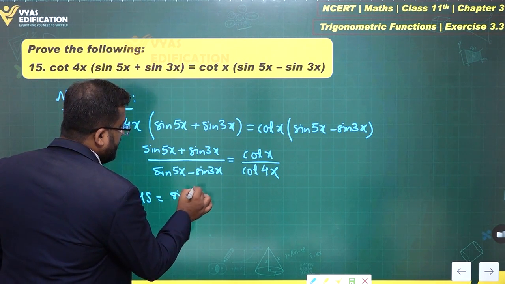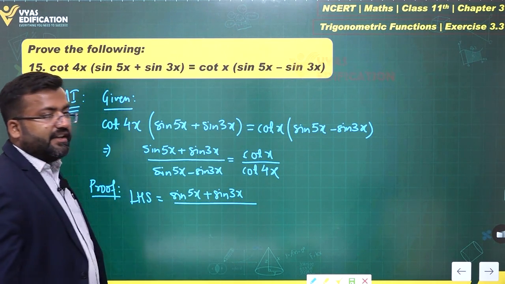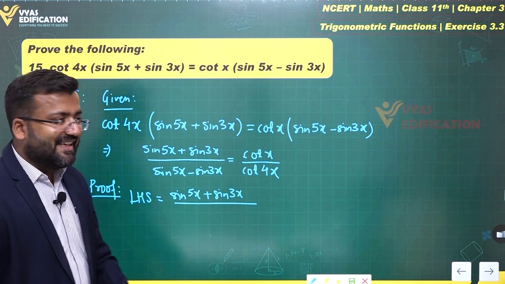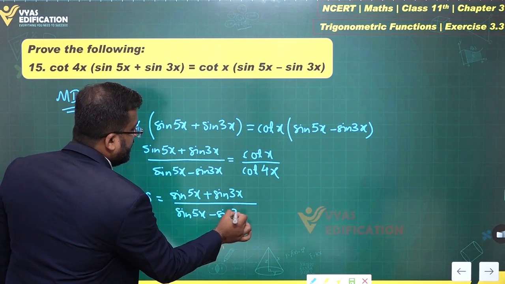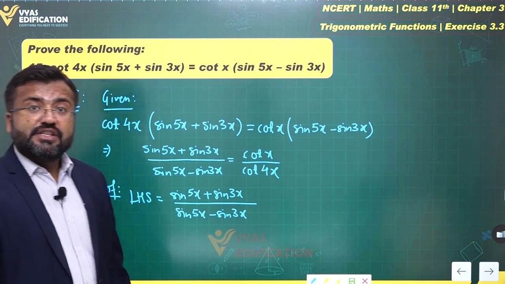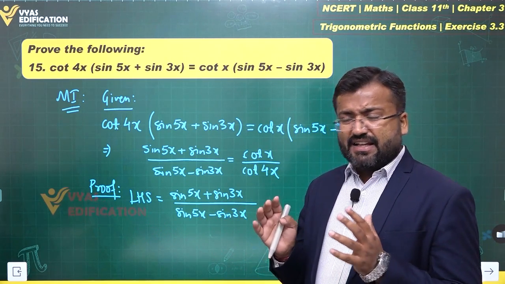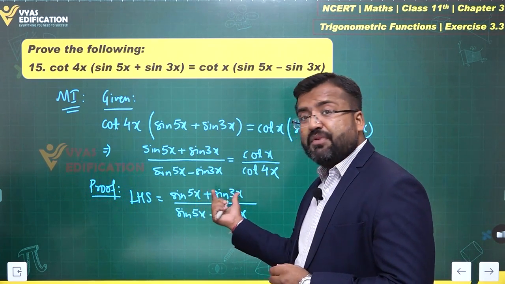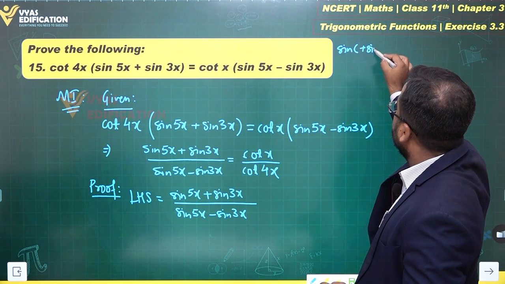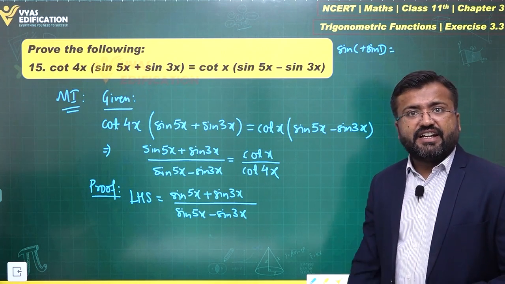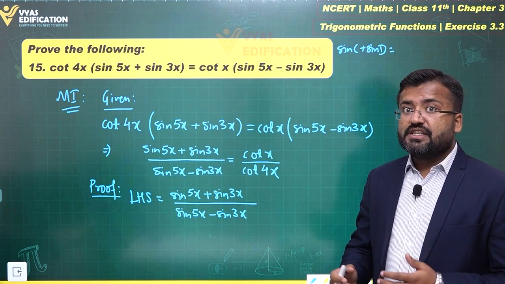This is sine 5x in the numerator, and in the denominator you have sine 5x minus sine 3x. Okay, how do we simplify this? In the numerator you have something looking similar to sine c plus sine d, right? So what is the identity for sine c plus sine d? This is a familiar identity, right? Sine c plus sine d is 2 sine c plus d by 2 cos c minus d by 2.